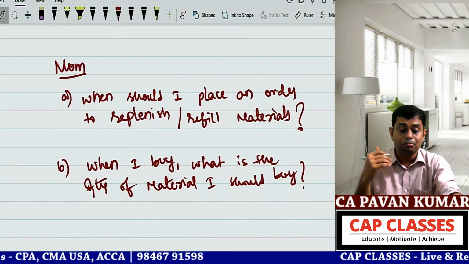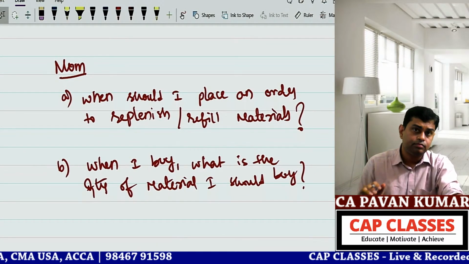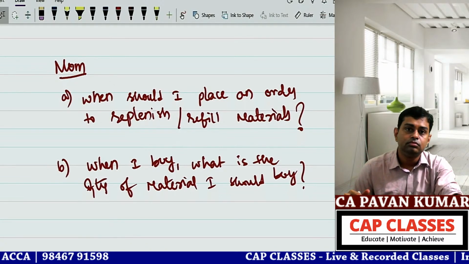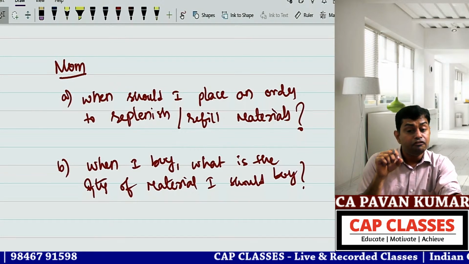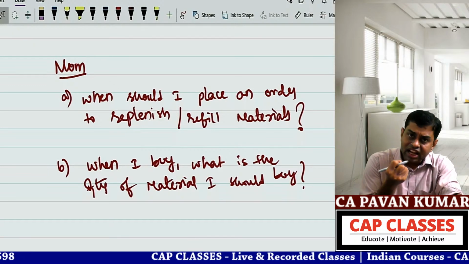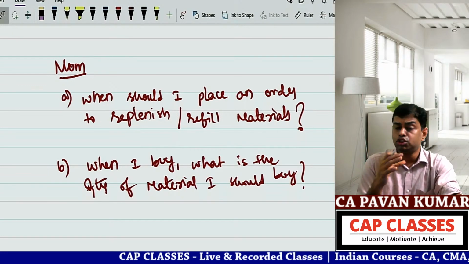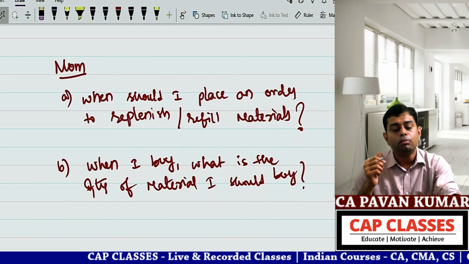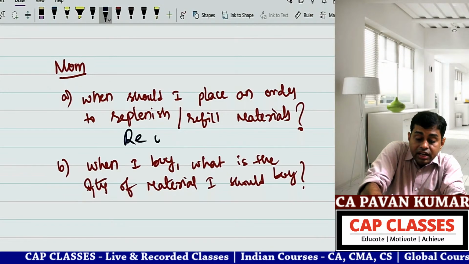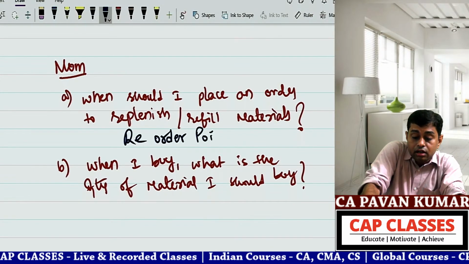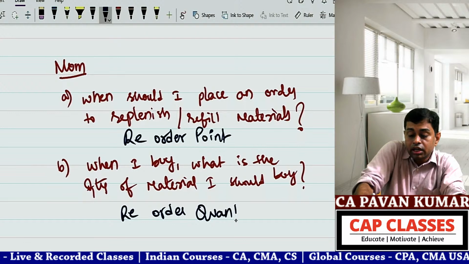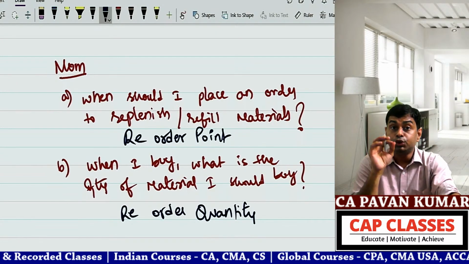So what are the questions? Mom, when should I place an order to replenish or refill materials? When should I refill? Two, whenever I go to the supermarket, what is the quantity I should buy? Should I buy 1 kg? Should I buy 365 kgs? Or should I buy somewhere in between? Then your mom says, beta, technically this is called reorder point. Technically this is called reorder quantity.